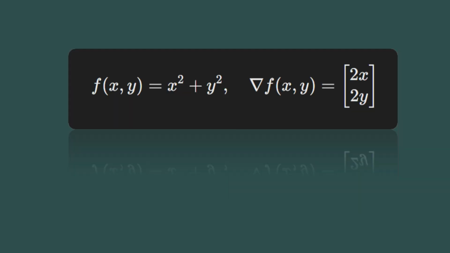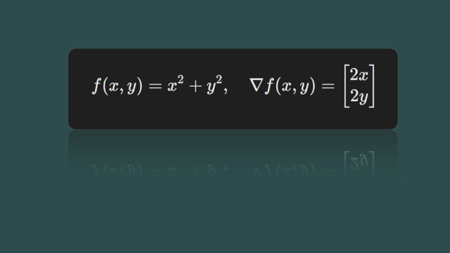Let's consider an example to make this concrete. Suppose we have a simple scalar function, x squared plus y squared. This represents a bowl-shaped surface. The gradient of this function is 2 times x and 2 times y. At any point, the gradient points directly away from the center of the bowl, which is the lowest point. In gradient descent, we move in the opposite direction of the gradient to find this minimum.